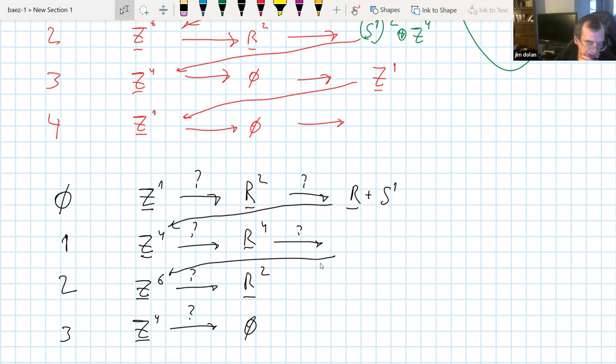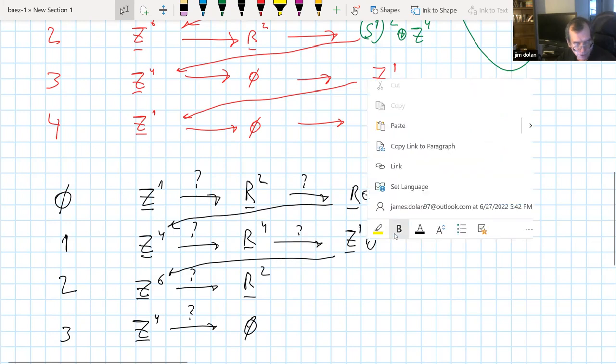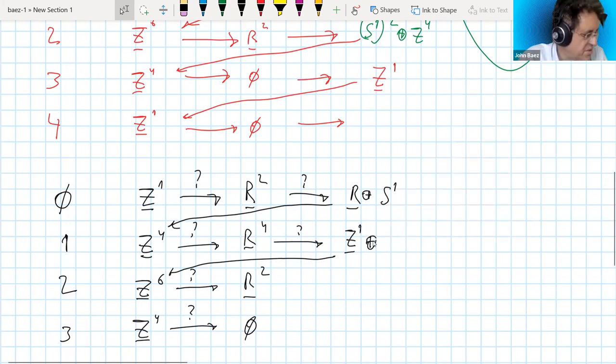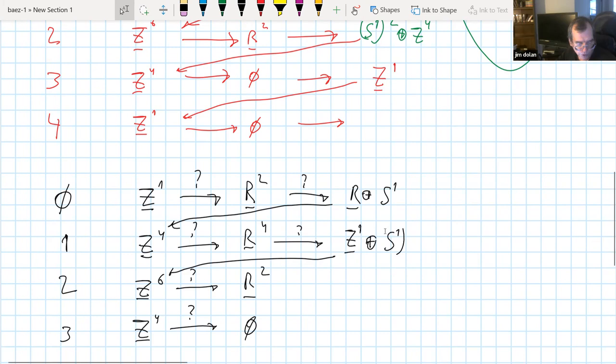So what's going on? Is there any contradiction here? Let me see if I can find it. I think you should write in your guess for that first blank entry. Z to the one plus what? Still S1 to the fourth, I believe. Yeah, that still sounds right. The identity component still sounds the same. So what's going on here?